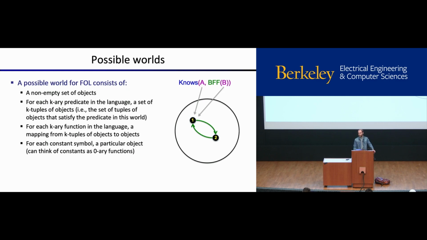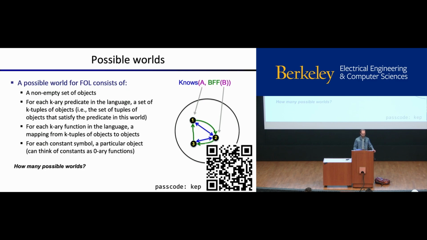Here's another possible world. There's nothing saying that constants have to refer to different objects. And here you can also see the possibility that nobody knows anyone. That's another possible world. The truth of the sentence may well change depending on the possible world that we're talking about. Here's a third possible world. There's not a fixed number of objects in the world. And you can think about how many possible worlds there are while you do the attendance code there.